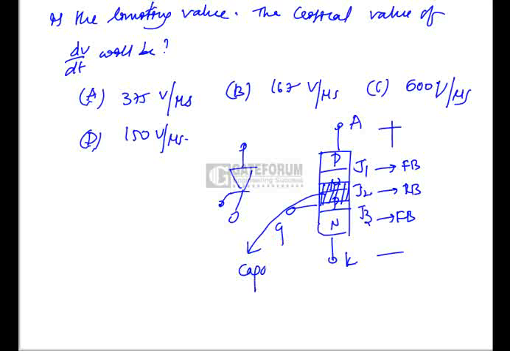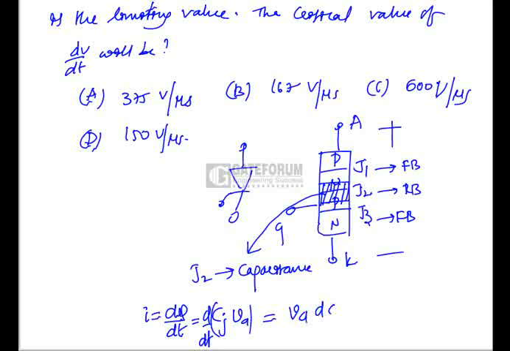It is acting like a capacitance in forward bias. Okay, J2 is acting like a capacitance in forward bias. Now what is I? I is equal to dq by dt, which is equal to d by dt times of Cj into anode voltage Va. Okay, what can I write this one as? Va into dCj by dt plus Cj into dVa by dt.